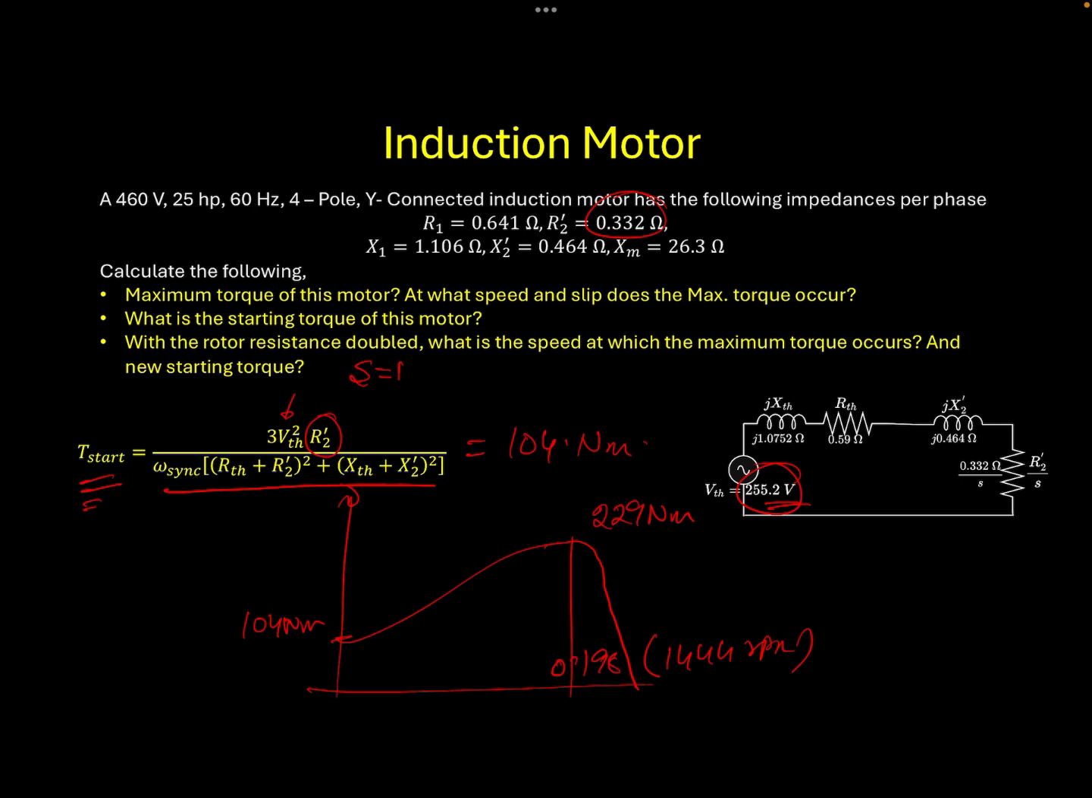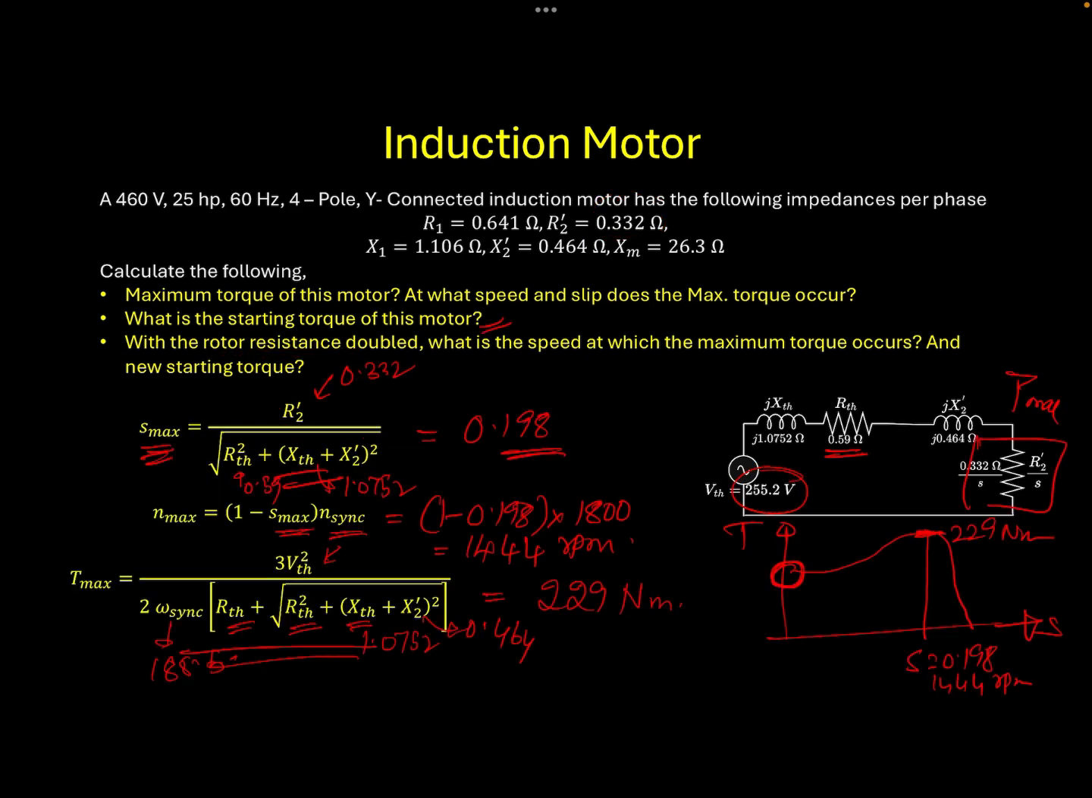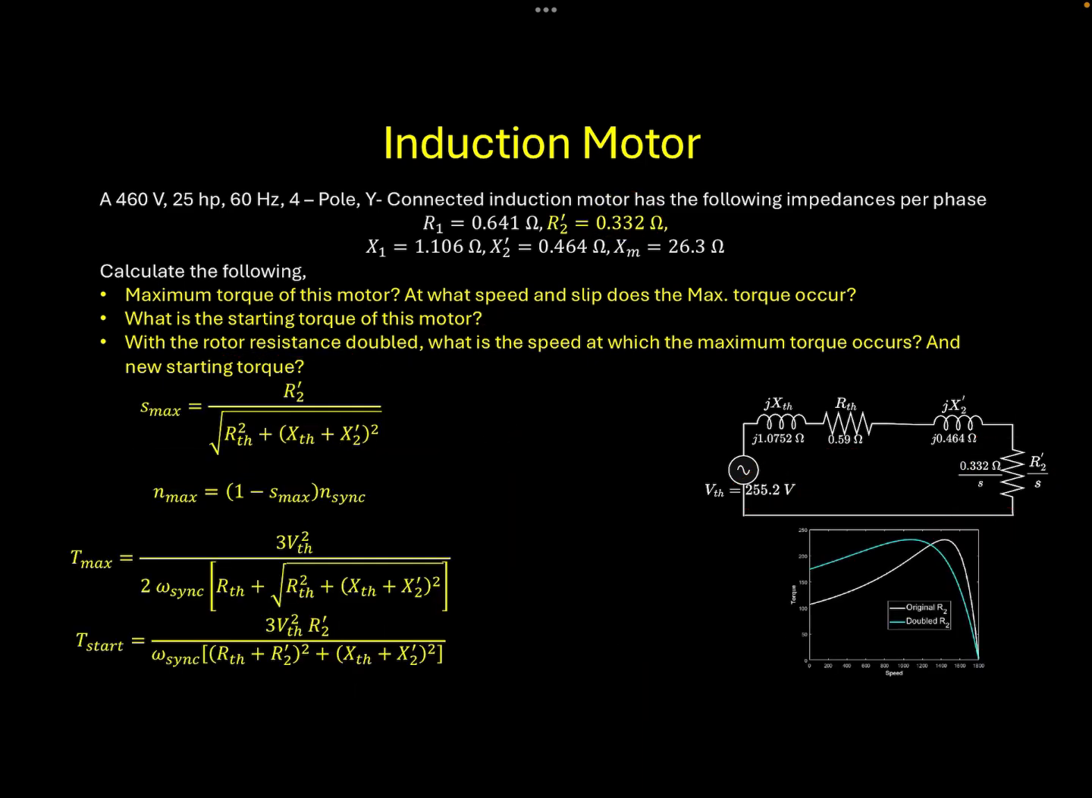Now the next problem, the last one, is what if you double your rotor resistance? If you double your rotor resistance, you can see, and we also discussed in our lecture, that the maximum torque is not at all depending on the value of the rotor resistance, whereas the slip at which that maximum torque occurs depends on the rotor resistance.